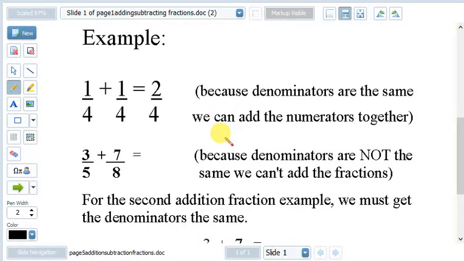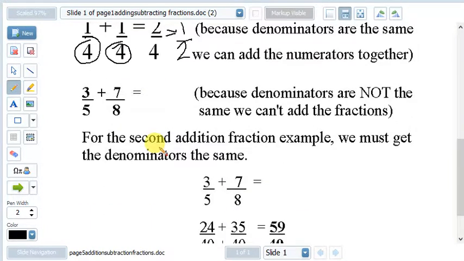Example. So if we've got 1/4 plus 1/4, because the two denominators are the same, and in this case that is the 4 and the 4 because it's the number on the bottom, because those two are the same, we can simply add the two numerators together. So 1/4 plus 1/4 equals 2/4, which can be simplified to 1/2.